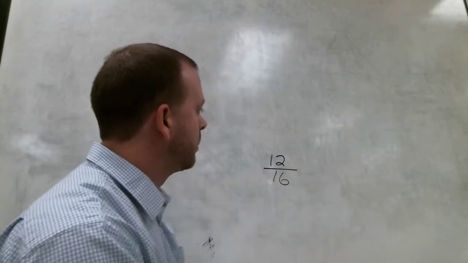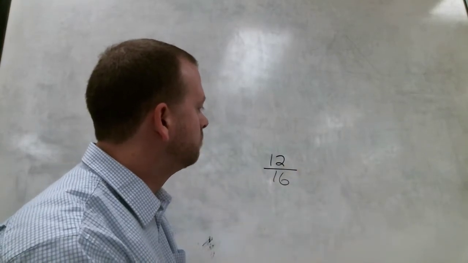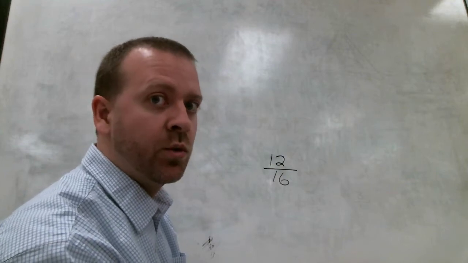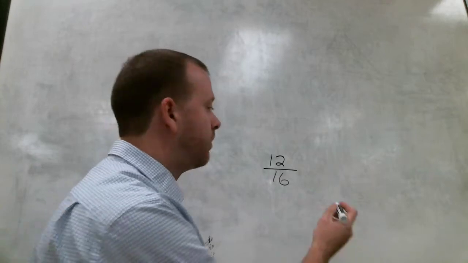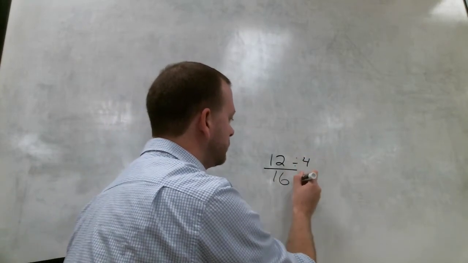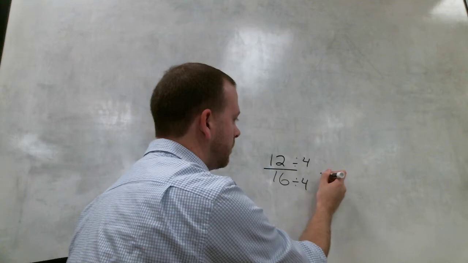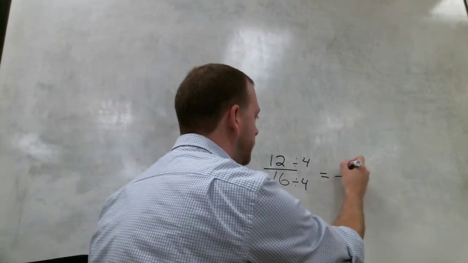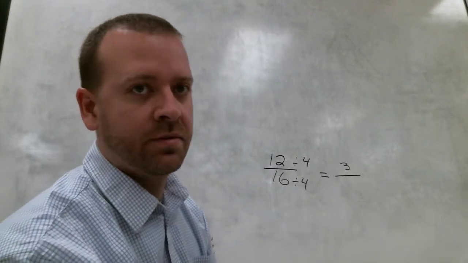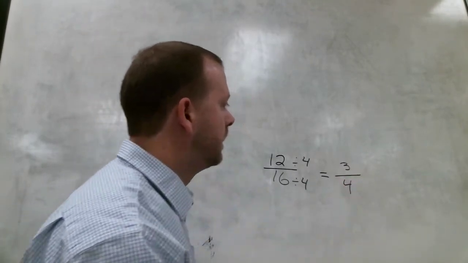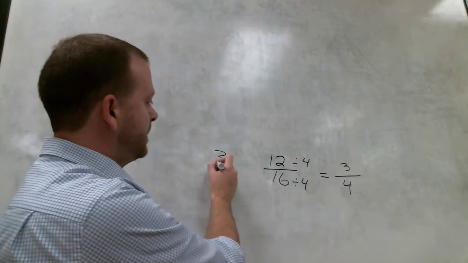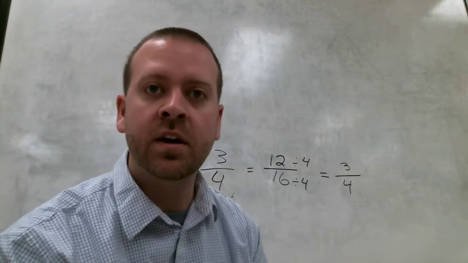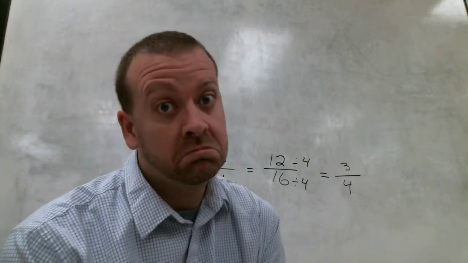So we look at this and we think, okay, what can go into both 12 and 16? Well, of course, 4 can go into both of those. So we divide both the numerator and the denominator by 4. Twelve divided by 4 is 3. 16 divided by 4 is 4. And remember, I said that when I had 3/4 here, that both 3/4 and 12/16 are equal. They're equivalent ratios. Look at that.